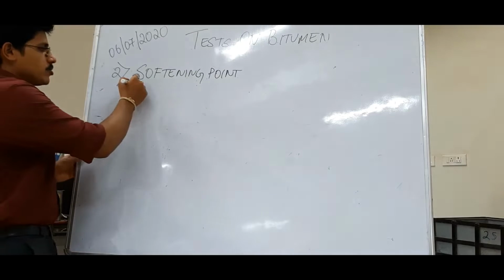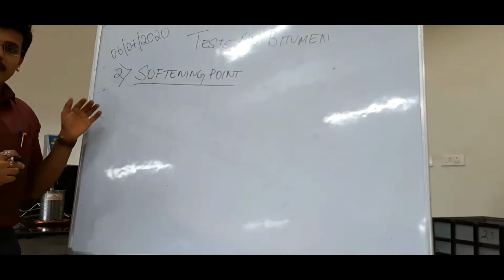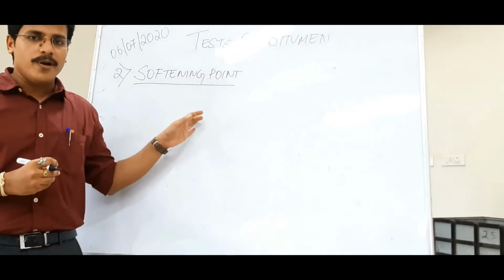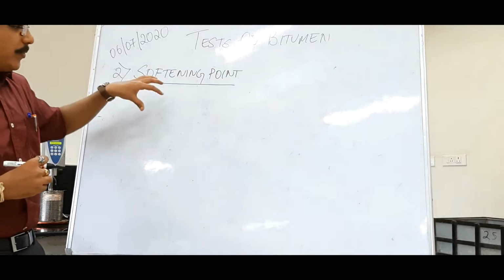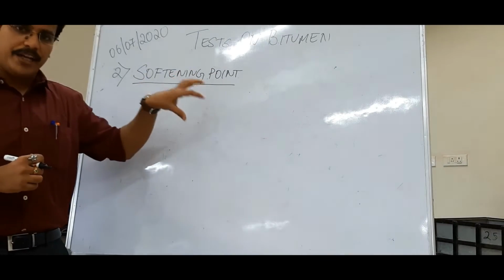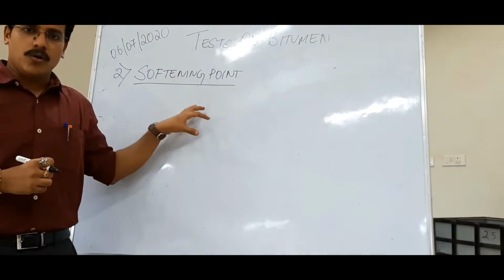Now we move on to the softening point test. So what is softening of bitumen? Softening of bitumen means change in the phase from a solid to a fluid or a flowable phase. So when you heat the bitumen continuously at a particular rate, the hard bitumen will slowly change to a flowable material. In that case, it won't be able to carry any load or it won't have any strength.